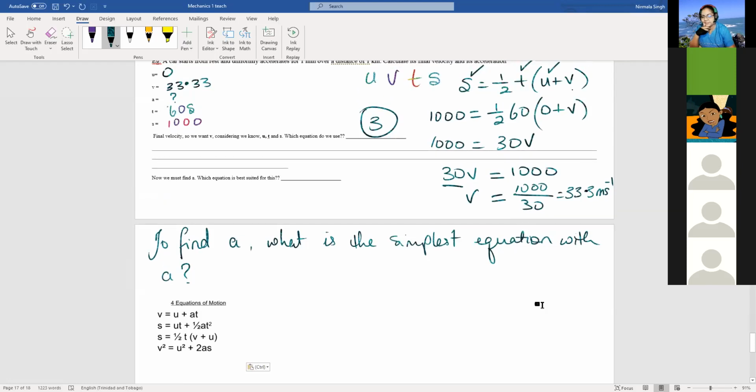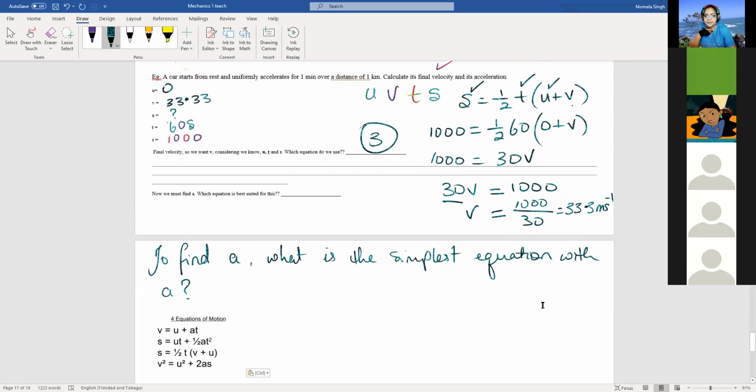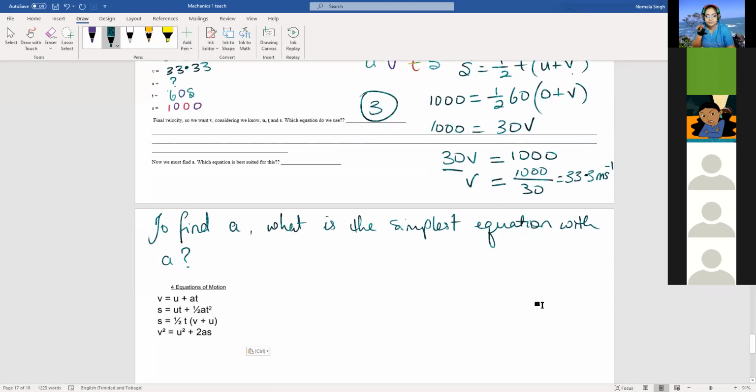So the next part of the question asks us, what is the acceleration? Now I have 4 values out of my 5. I have U, I have V, I have T, and I have S, and I want to find A. So how do I find that? Let's look. Always, always, always keep it simple.